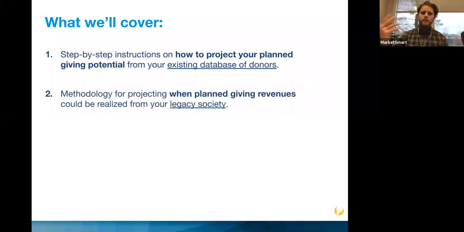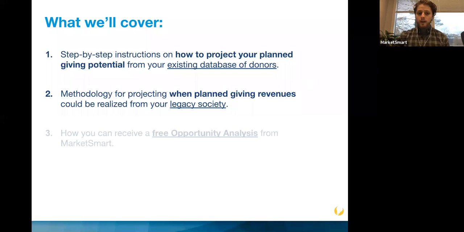Now, the second thing, after we go through the step-by-step instructions, is we're going to talk about how can we project out planned giving revenues. When are they actually going to be realized? Both from step one, the potential that we've kind of described, we're going to map out where does that actually come into the organization, but also then specifically for your existing legacy society. So what's the quantitative value that's actually there that could, in theory, come in and will come in over the following years?